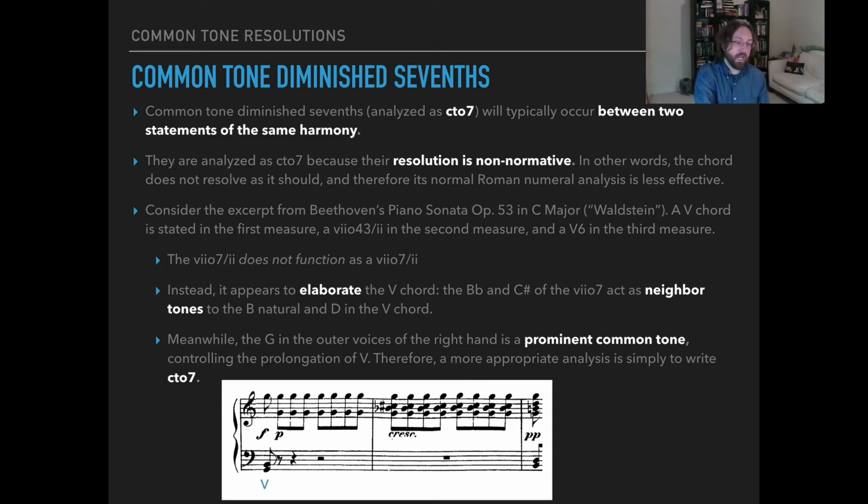Therefore, rather than analyzing it as 5, 7 fully diminished 4-3 of 2, and then 5-6, it is preferable to analyze that fully diminished 7 as a common tone diminished seventh, because that is how it is functioning. Not as something that wants to resolve to 2, but something that is prolonging 5 by having the common tone kept, having additional pitches that come in, the B flat and C sharp, that each then resolve up a step to G major.